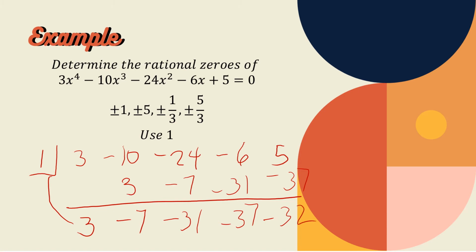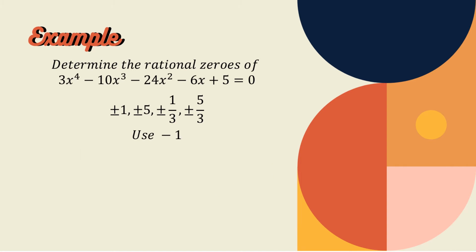As you can see, we have a remainder of negative 32. For 1 to become a rational zero of the equation, the remainder should be 0. Therefore, positive 1 is not a rational zero of the equation. Next, let's use negative 1 and use synthetic division.